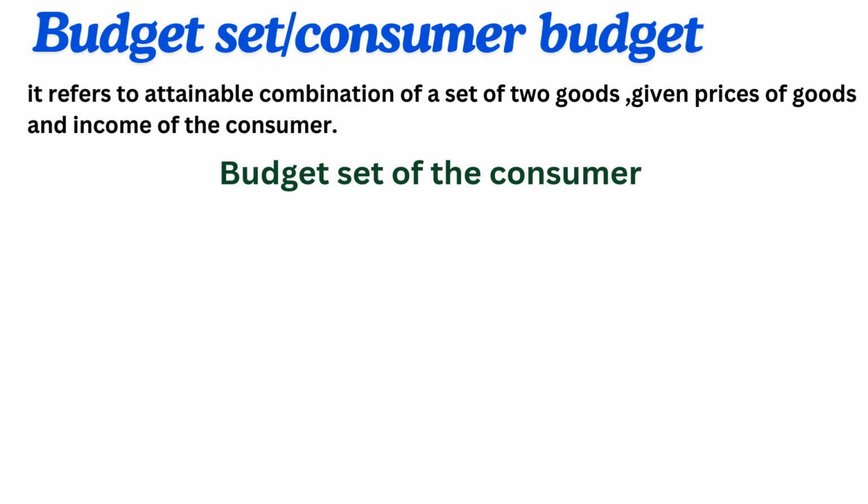And what are the two things which are very important in this? Number one, price of the good. Number two, the income of the consumer, right? So, in the same way, let's understand it through the formal definition. What is budget set? Budget set is the set of combinations of two goods, given the prices of the goods and the income of the consumer.